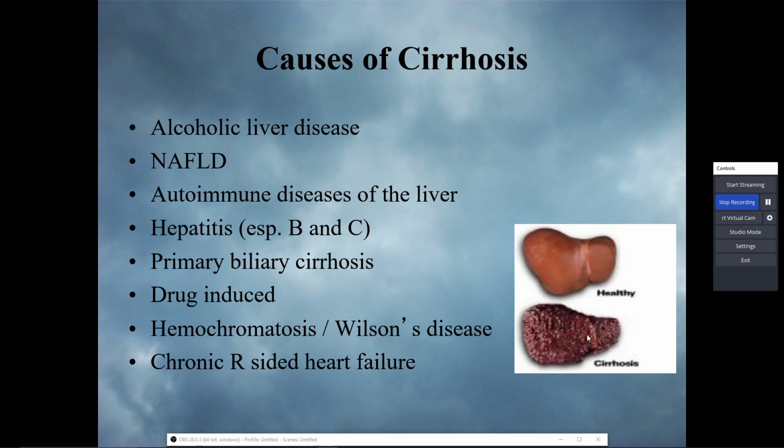A pickled liver, if you will. We have alcoholic liver disease. Absolutely. It's one of our more common ones. We definitely have probably seen it here in the high desert. We have non-alcoholic fatty liver disease, which is the NAFLD, which is also very common. We have autoimmune disorders and diseases. We have hepatitis B and C. Primary biliary cirrhosis, drug-induced.